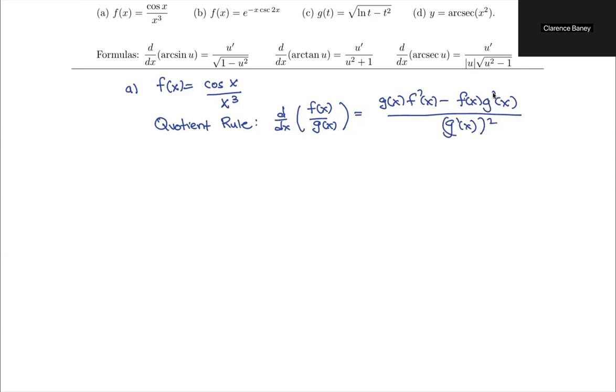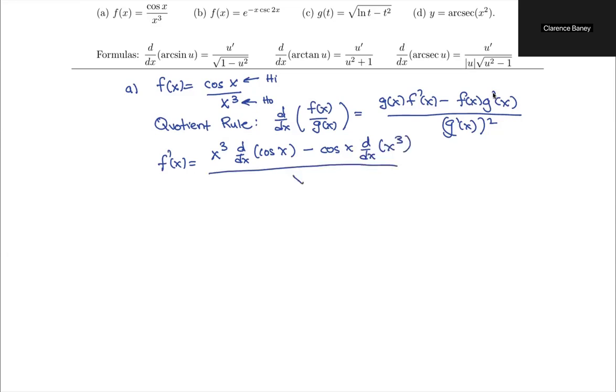And this was really a more consistent way of doing it. You just had to sort of identify the top and the bottom, or if you were doing the high d ho business, you needed to identify which was the high and which was the ho. And so f prime of x in this case is going to be ho d high, so x cubed times the derivative then of the cosine of x, and then minus the cosine of x times the derivative of x cubed all over x cubed squared.